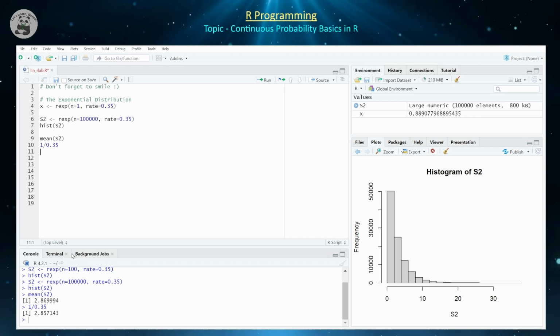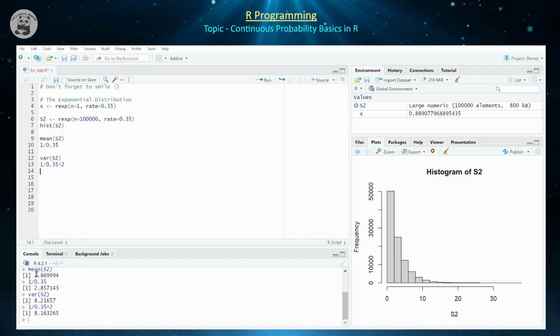And notice that these values do appear to be very, very close. And if I were to do the sample variance of our sample, we get 8.22. And the theoretical variance is going to be 1 divided by 0.35, the quantity squared, which obviously appears to be at least close enough, I guess you could say. So those are some of the basics for exponential distributions.